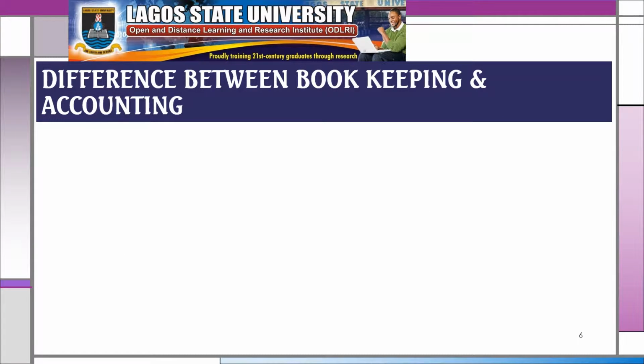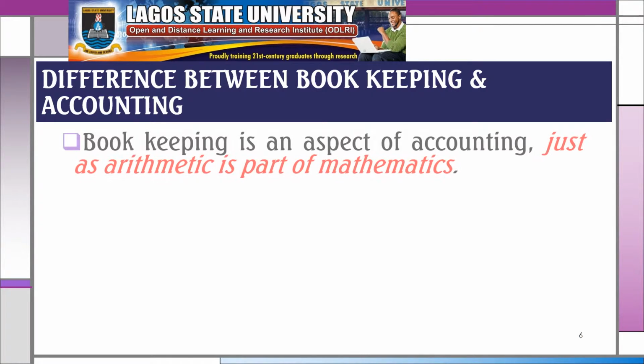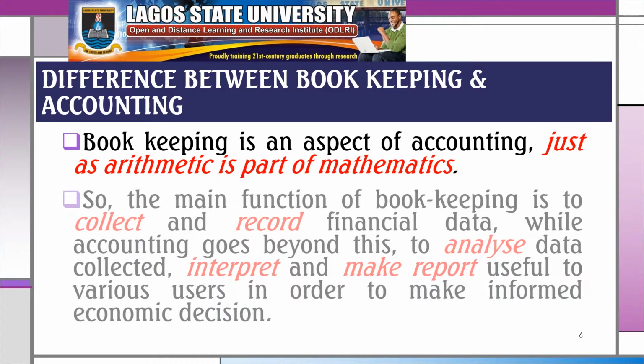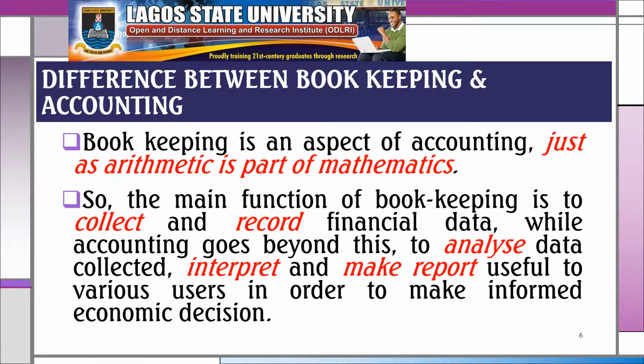We need to look at the difference between bookkeeping and accounting. Bookkeeping is an aspect of accounting just as arithmetic is part of mathematics. So the main function of bookkeeping is to collect and record financial data, while accounting goes beyond this to analyze the data collected, interpret it and make reports useful to various users in order to make informed economic decisions.